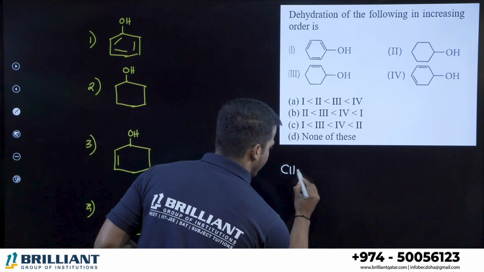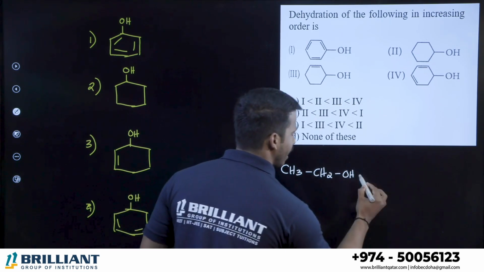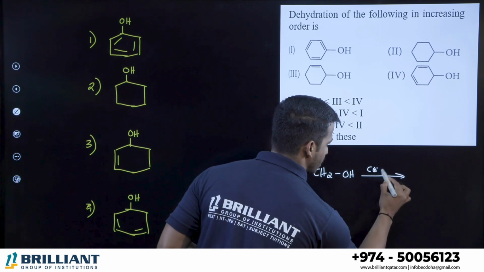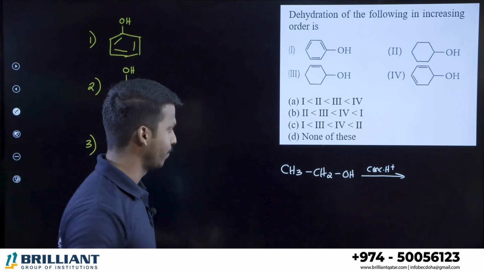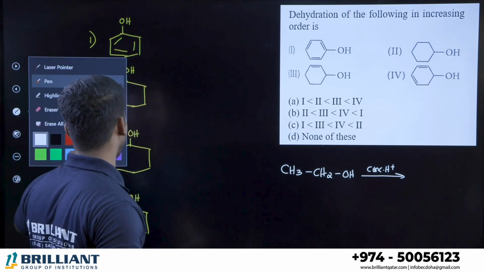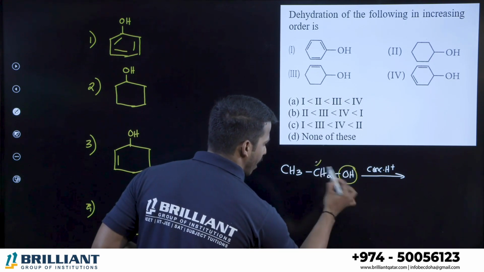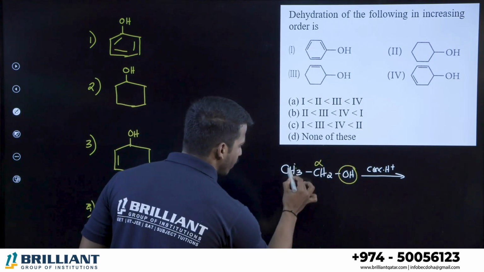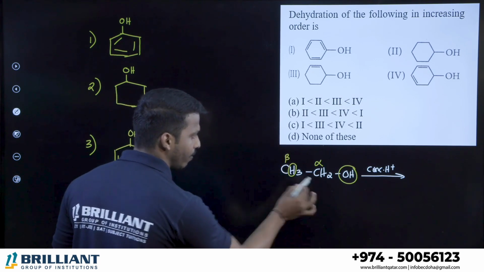If you consider ethanol, what is ethanol? CH3CH2OH. What is dehydration? You are treating it with a strong acid, like concentrated hydrochloric acid or sulfuric acid. What is meant by dehydration? In alcohol, you have to take OH from the alpha carbon, and one of the hydrogens you have to take from the beta carbon, and make a double bond between alpha and beta.